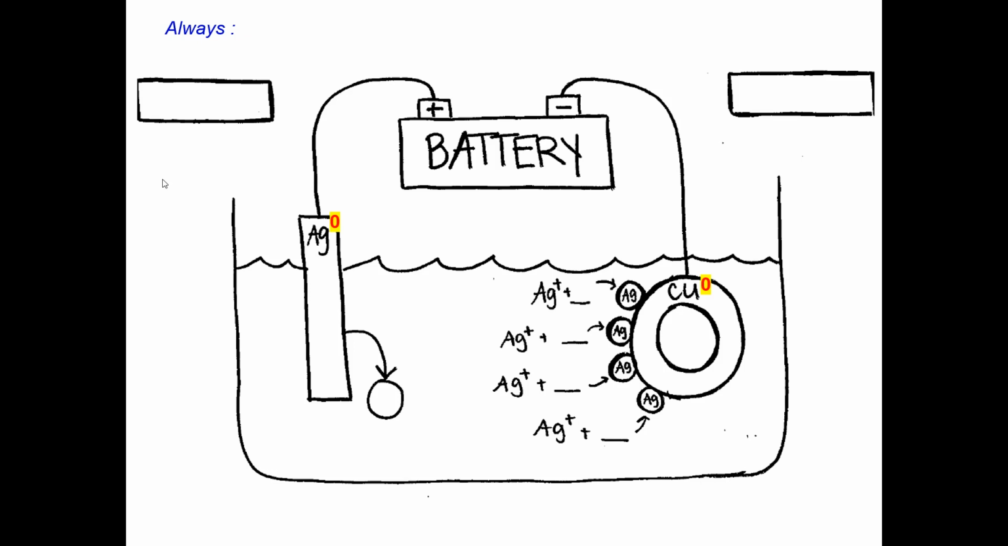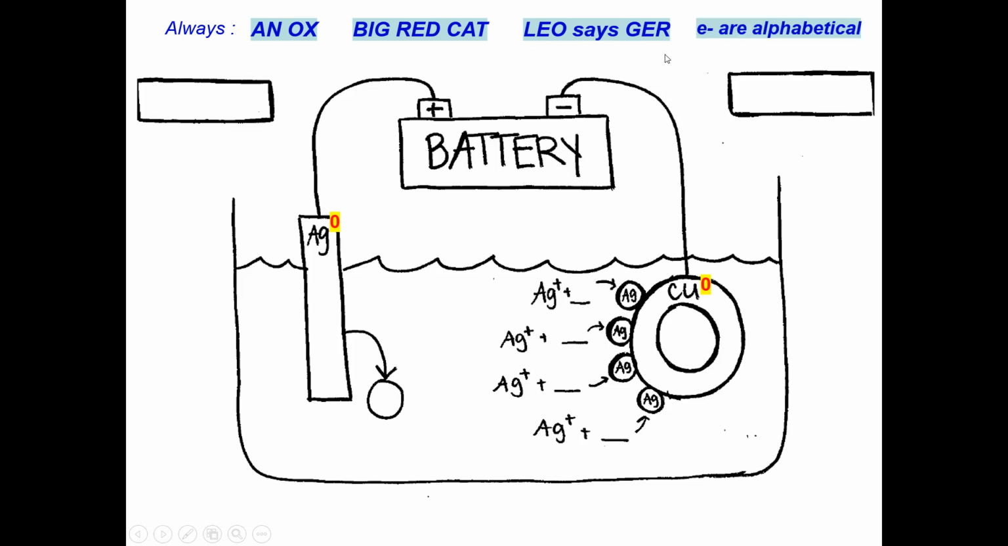All right, now it's important to know what mnemonic devices you can always count on for any kind of cell, an electrolytic cell or a voltaic cell. It will always be true that AN OX and RED CAT will help you. Anode is where oxidation happens, and reduction is where the cathode happens. The cathode always gets bigger. We'll talk more about that later. LEO the lion says GER. Loss of electrons is oxidation. Gain of electrons is reduction. And electrons always go alphabetically. They always start at the anode. They go to the cathode.